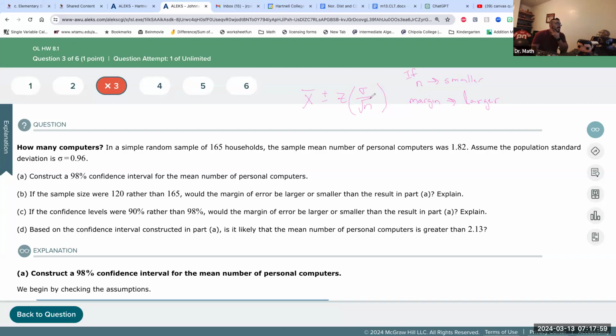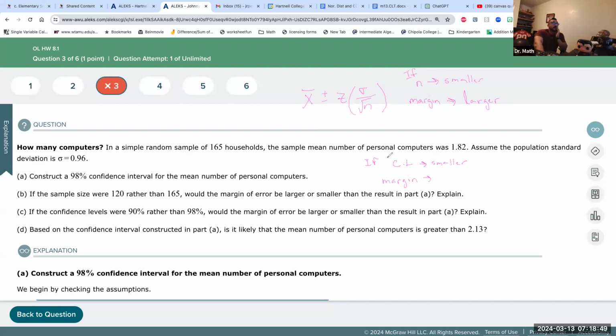Part C is now talking about, what happens if the confidence level were 90% rather than 98%? All right, so let's write another little note. Again, using the same formula, if our confidence level, we'll call it CL, decreases, gets smaller, what would happen to the margin of error? So in this case, our margin of error, we'll just call it margin.